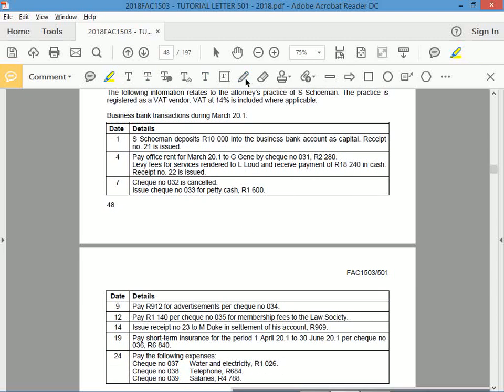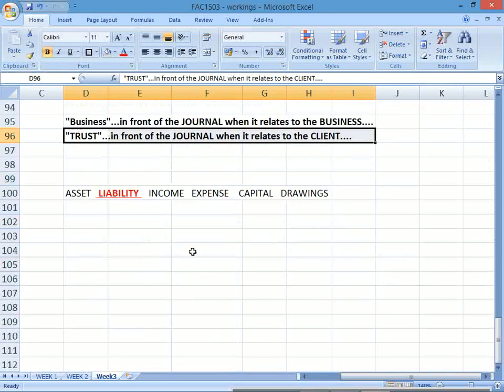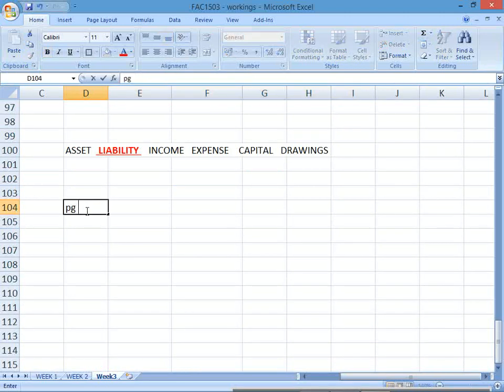Okay, so let's practice. I'm going to use this as a practice example, page 48. Practice. Note well, follow the same process. Analyze correctly.